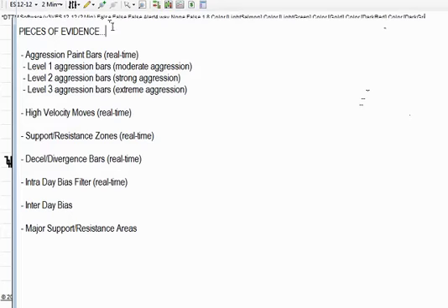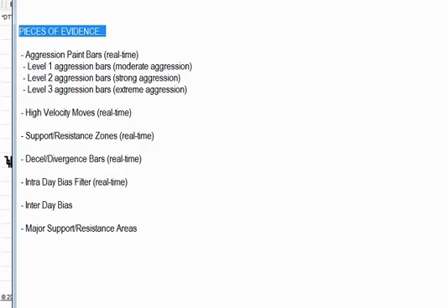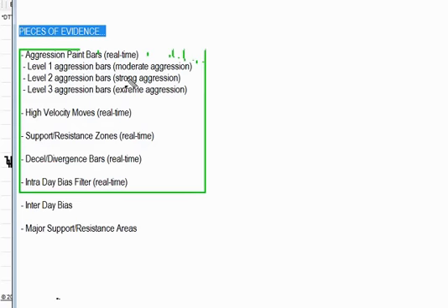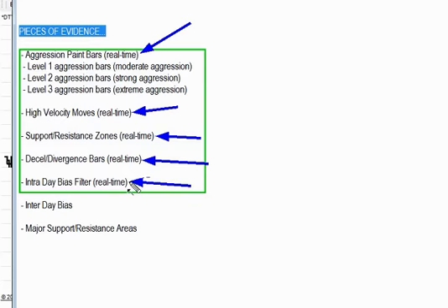With the software that we have, there are various pieces of evidence that we look at, and there are several real-time pieces of evidence that form on the chart. Those are what we call aggression bars. That's kind of our first building block. Also high velocity moves. We have real-time support resistance zones, real-time deceleration or divergence indications, and a real-time directional filter as well. We also like to put things in bigger picture context. I'm not going to get into that right now, but all of these pieces come together, and the more pieces that come together, the better evidence you have, the better decisions you can make.